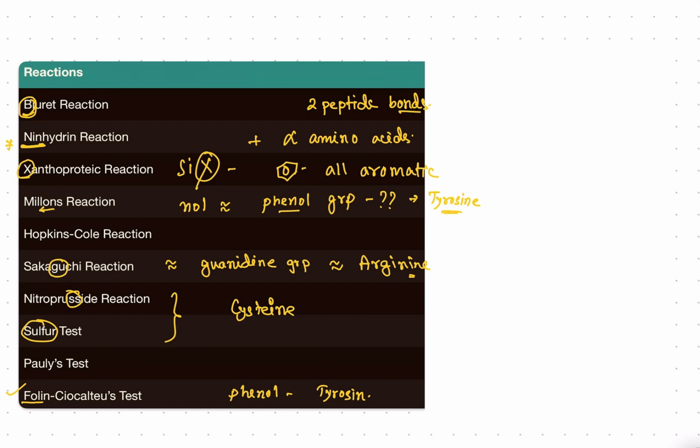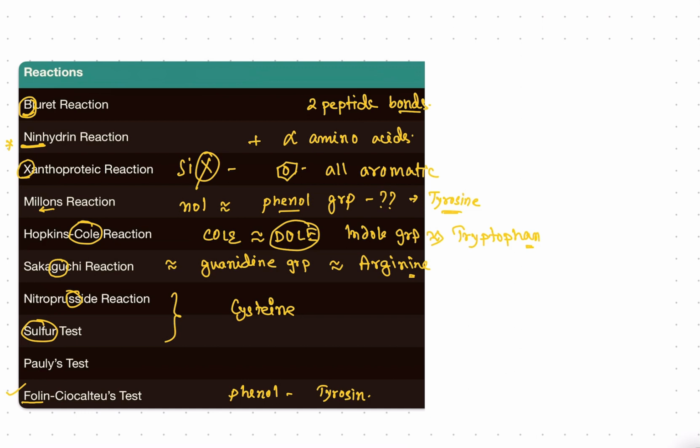Next, coming to Hopkins-Cole reaction. So you can remember it as Cole, C-O-L-E. It is equivalent to dole, D-O-L-E. So you can remember it as the amino acid having indole group. The amino acid having indole group is tryptophan. So tryptophan has this indole group, and it is going to give a positive result for Hopkins-Cole reaction. C is replaced by D, that is dole, that is indole group.